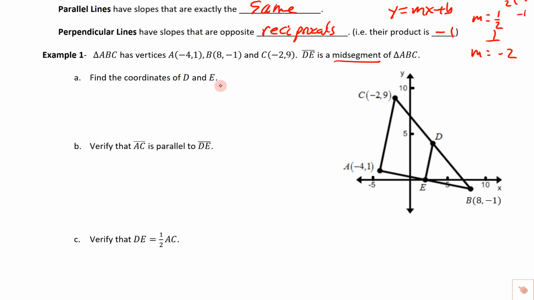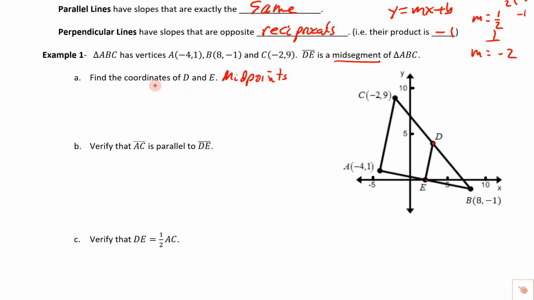It says find the coordinates. So if we're going to find the coordinates of D and E, for this point and this point, we've got to find midpoints. Do we want to find the distance between C and A first? Nope, not on this one. Okay, so we're going to find the coordinates of D and E. We're going to find the midpoints.